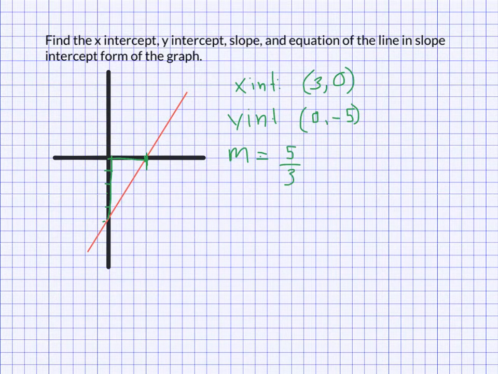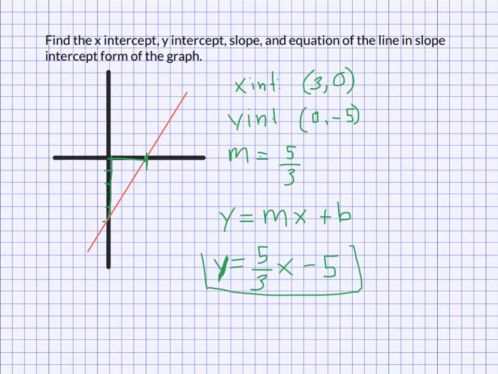Okay, the last thing we need to do is to find the equation of the line. We're going to put it in just this form, y equals mx plus b. That is what slope-intercept form of the graph is in equation form. So we know that our slope is 5/3. So we're going to just replace our m with 5/3. And we know our y-intercept is (0, -5). So that means the y value of our y-intercept is -5. And then that means the equation of our graph is y equals 5/3 x minus 5.